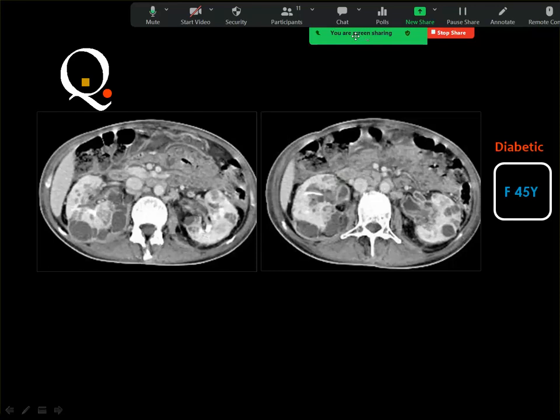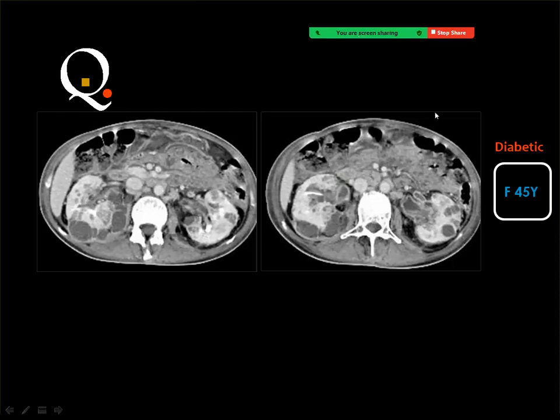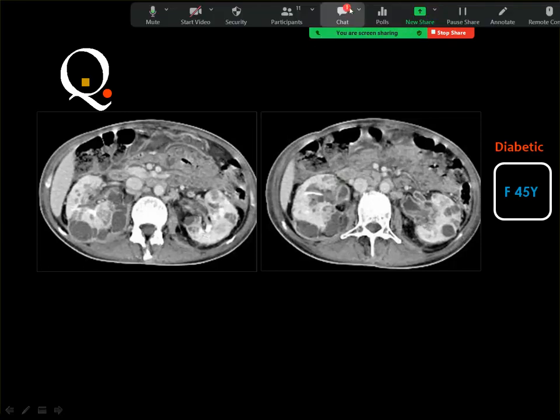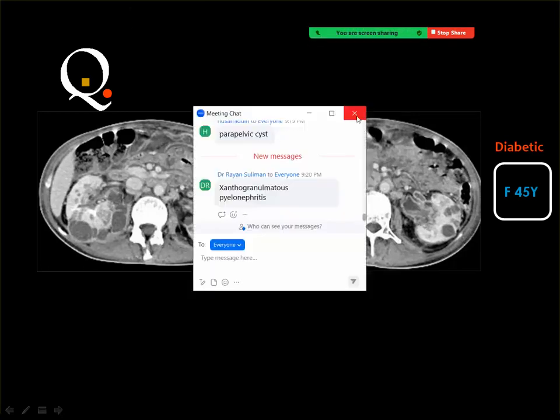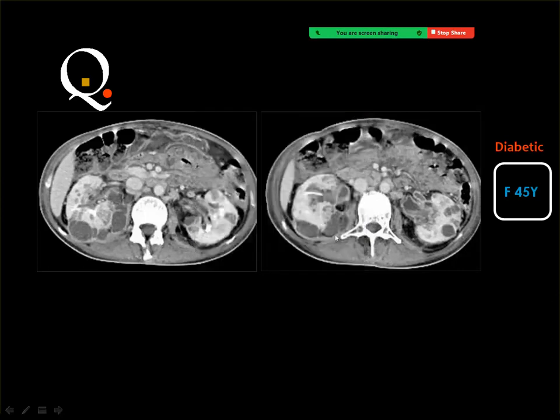And whenever you are told that the patient is diabetic and you think of infection, and the infection here is bilateral. It is not xanthogranulomatous pyelonephritis, but these are multiple abscesses in the renal parenchyma and perinephric space with extension to the collecting system. The xanthogranulomatous pyelonephritis is usually unilateral pathology, and the kidney is not functioning.